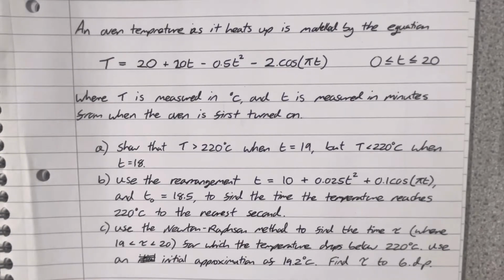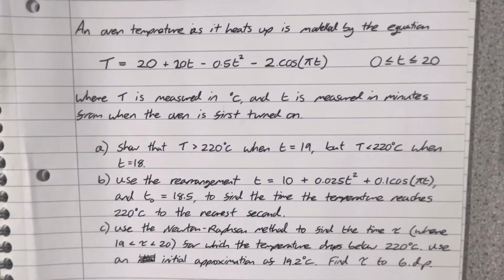Part A, show that the temperature is bigger than 220 when t is 19, but less than 220 when t is 18. Part B, use the rearrangement t equals 10 plus 0.025t squared plus 0.1 cos of pi t and t0 equals 18.5 to find the time the temperature reaches 220 to the nearest second.